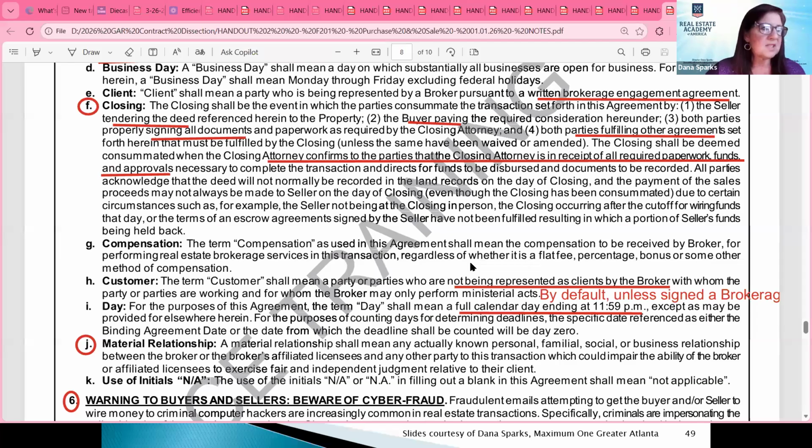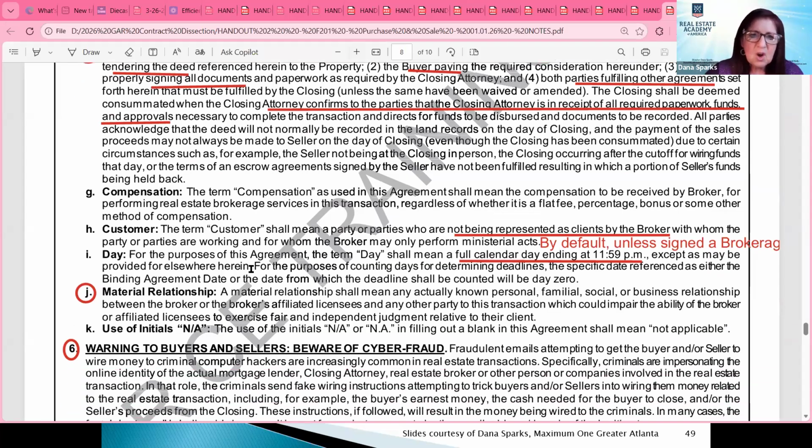Okay, you guys will see it in just a second. I'm on the purchase and sale agreement, F201. In paragraph C5, under the definitions, day, right here. For the purposes of this agreement, the term day shall mean a full calendar day ending at 11:59 p.m., except as may be provided elsewhere herein. For purposes of counting days for determining deadlines, the specific date referenced as either the binding agreement date or the date from which the deadline shall be counted will be day 0. Binding agreement date is day 0. If you send a notice, the date of that notice is day 0. It tells us how to count.